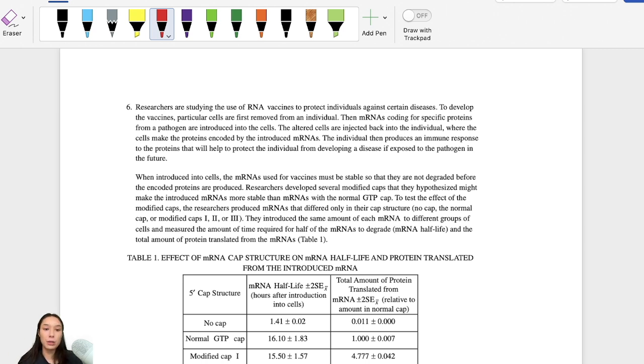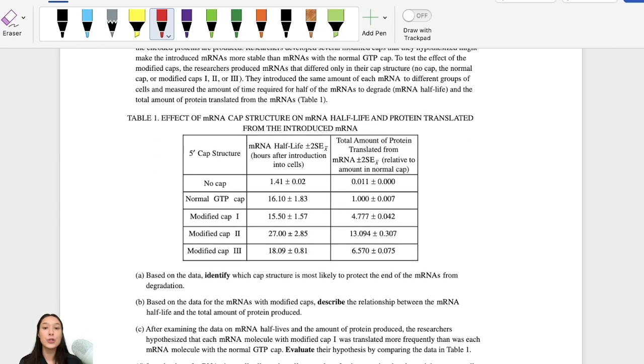Okay, so what they're going to look at is basically all 5 different types of caps and how that affects how fast they're degraded. You don't want, obviously, them to be degraded very fast because you want them to have the opportunity to make the proper protein. Okay, so they measured it with mRNA half-life. So that is just, again, like they said, the amount of time for half the mRNAs to degrade. You obviously don't want them to degrade very fast. And then the total amount of protein translated. Your goal is to make this protein, so you're going to want a high amount of protein translated. So you've got 5 different kinds of samples or structures that we're looking at and 2 different measurements.